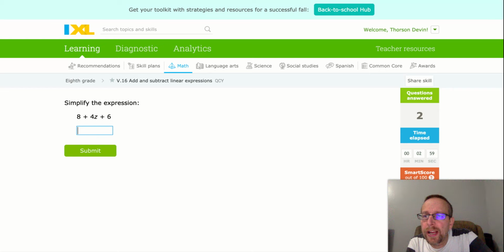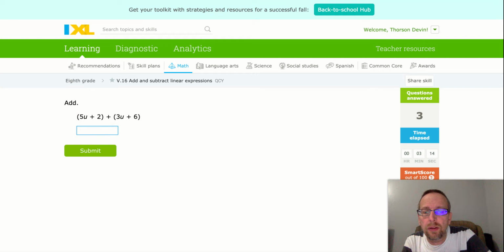The like terms are 8 and 6, so we have a 4z that isn't a like term, and then we have a plus 8 and 6 is 14. Now we have some parentheses. Don't let them confuse you. Everything's positive, so a 5u plus a 3u is 8u, and then a 2 plus a 6 is 8, because I can just ignore the parentheses because it's addition.